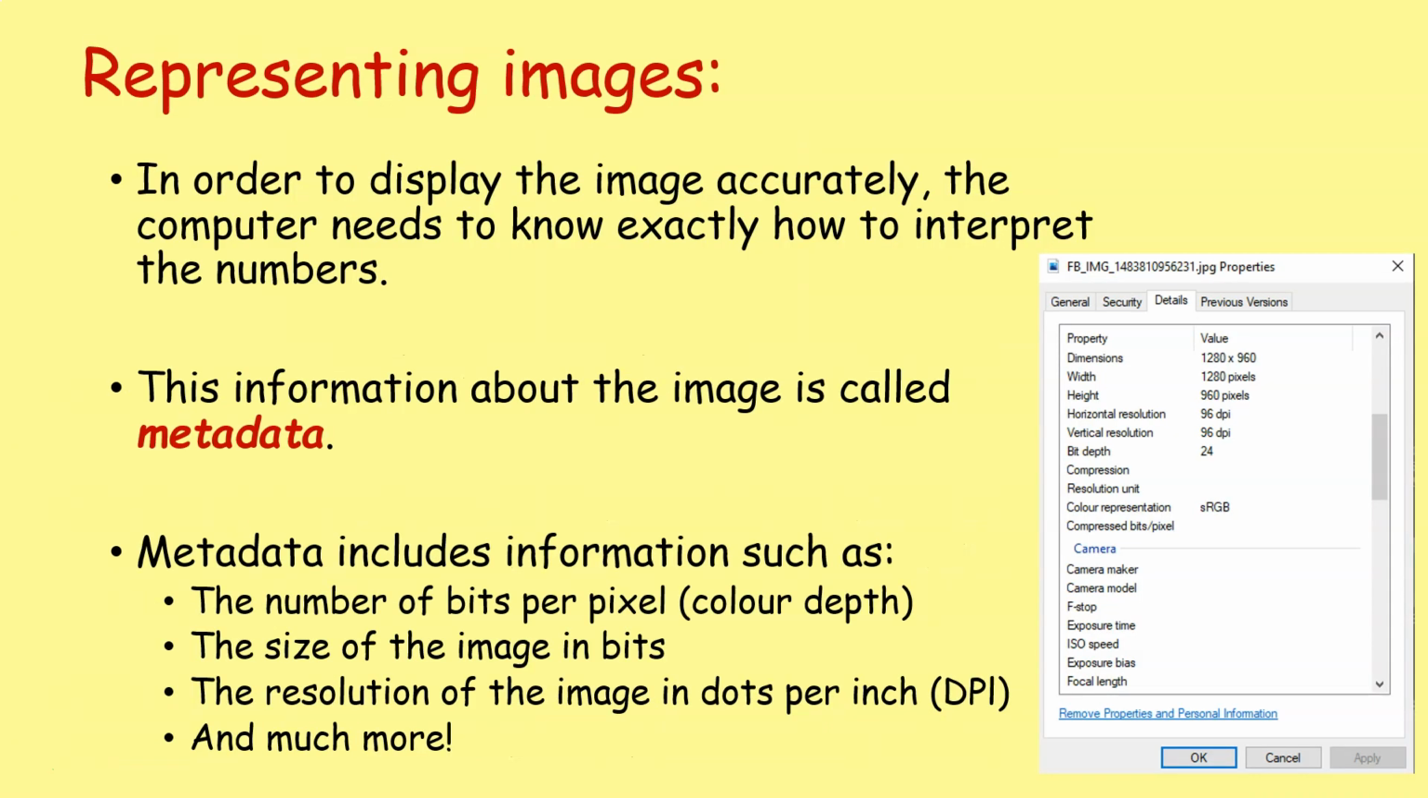In order to represent images exactly and accurately, the computer needs to know exactly how to interpret these numbers. This information about the image is what we call metadata, and we looked at that briefly in a previous lesson. Metadata often includes information such as the number of bits per pixel, the color depth, the size of the image in bits, the resolution of the image in dots per inch, DPI, and much more.